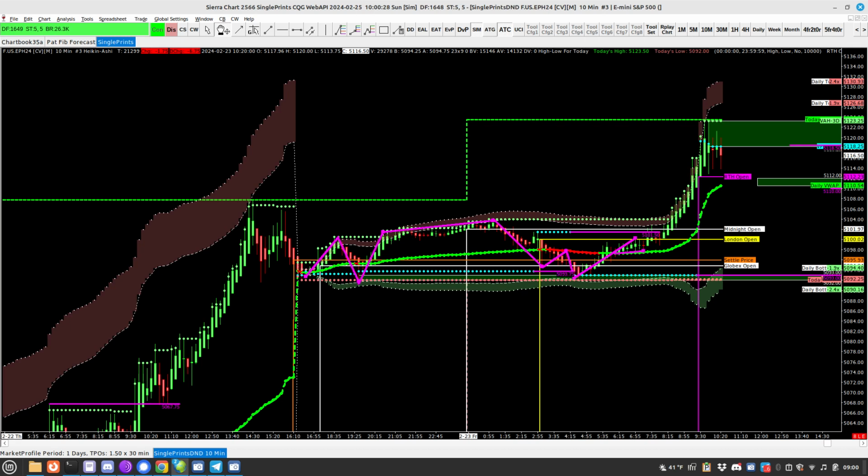Pops up here, you short it. You don't need ICT. You don't need fair value gaps. You don't need any of that stuff, okay? All you need is value, VWAP, and VPOC. And you can be successful, okay?